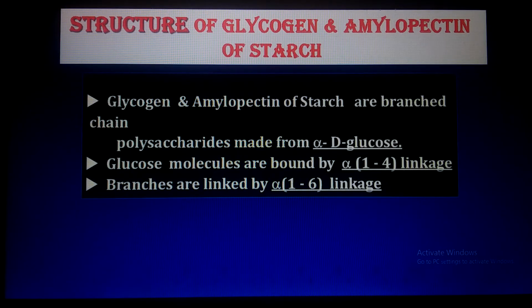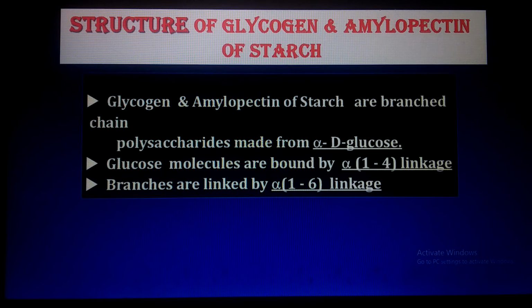Now, the structure of glycogen and amylopectin of starch. A very interesting thing about glycogen and amylopectin is that both exist in branched form. Amylose exists in straight chain, linear form, but glycogen and amylopectin of the starch are branched chains.